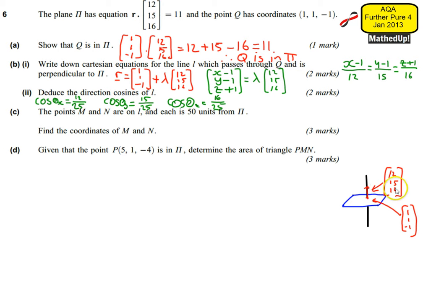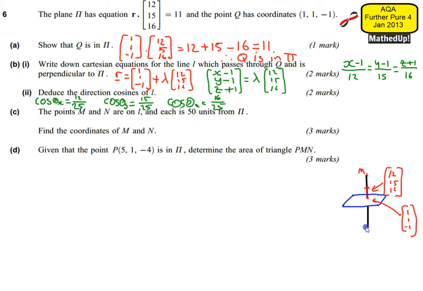So if I add on this vector here, 12, 15, 16, that's going to take me 25 units away from 1, 1, negative 1. So if I add it on again, that's going to take me 50 units away from 1, 1, negative 1. Okay, so that there could be point M, which is 50 units away.